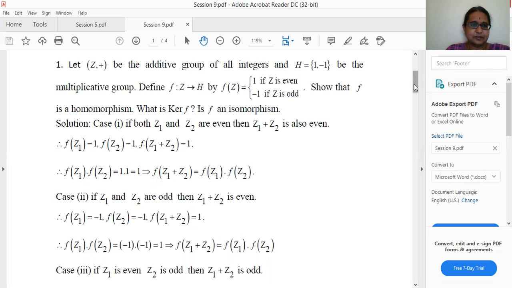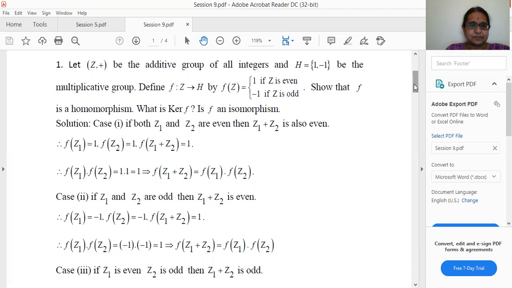if both Z1, Z2 are even, then since the sum of two evens is again even, Z1 plus Z2 is also even. Now the mapping F of Z takes the value 1 if Z is even. So since Z1 is even, F of Z1 is 1. Z2 is even, so F of Z2 is 1. And Z1 plus Z2 is even, so F of Z1 plus Z2 is 1.